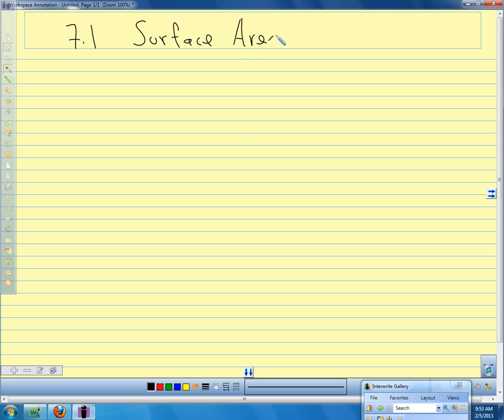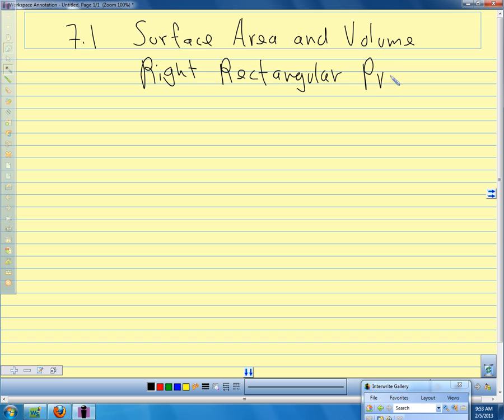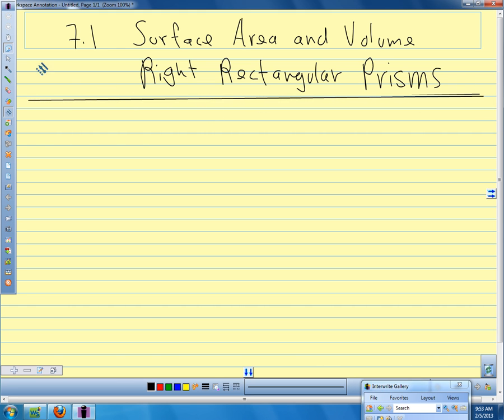So we're going to talk about surface area and volume. And today we're talking about right rectangular prism. A right rectangular prism is a fancy way of saying what kind of shape. What's an everyday word we use for right rectangular prism? A box. So we're talking about boxes today, essentially.